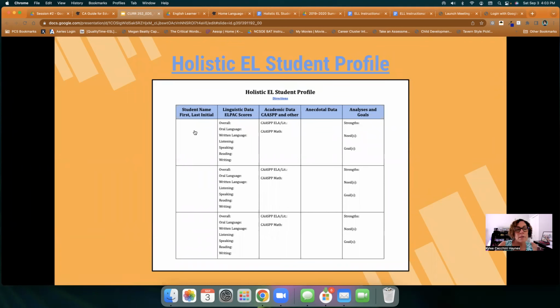So I would put Alexandra G here, and then I would put her overall scores in here, okay? You could, if you want, put overall 1, oral language 1, but depending on what would be most useful to you. You could put the score, if that would be most helpful, or you could put the overall score, or you could put 1, 2, 3, 4 kind of thing. Whatever would be most effective for you as you're looking at things.